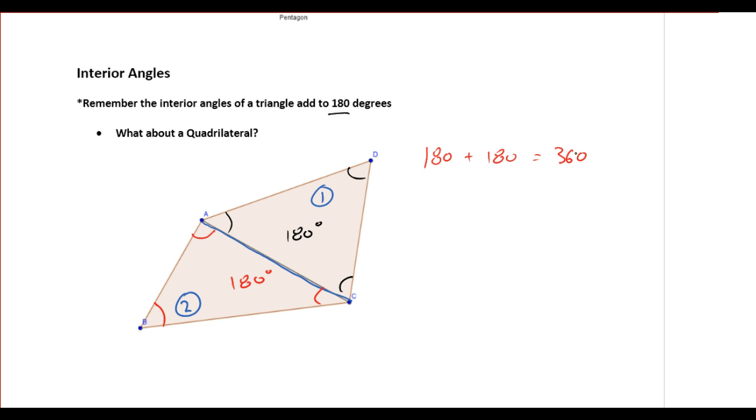So basically, it doesn't matter what quadrilateral shape you have, the angles are always going to add up to 360, which is 180 more than for a triangle.